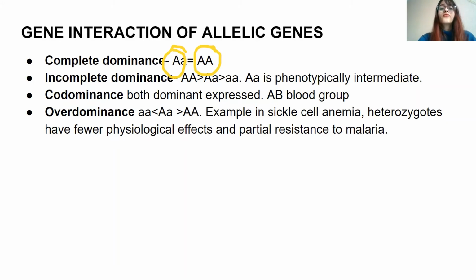For example, in sickle cell anemia, if a person is heterozygous for the sickle cell gene, the disease would not be as severe as it would have been if the person was homozygous for sickle cell anemia. First of all, it would not be as severe as in the homozygous. Plus, it would have partial resistance to malaria. So this is kind of an over-dominance mechanism that has developed.